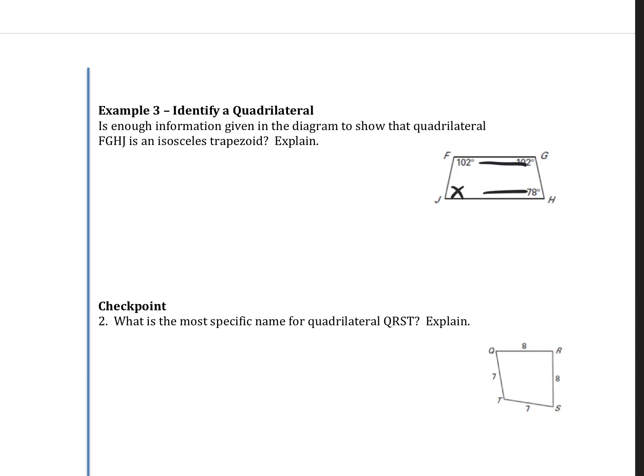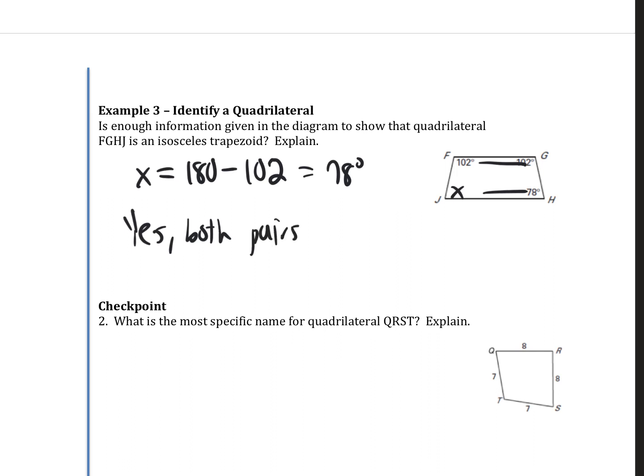We're not sure, though. But we can figure that out by doing x equals 180 minus 102 to see if it matches, right? And what's 180 minus 102? That equals 78 degrees. So this is going to be 78 degrees, so we can say yes, both pairs of base angles are congruent, okay?